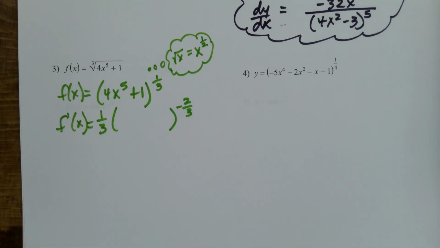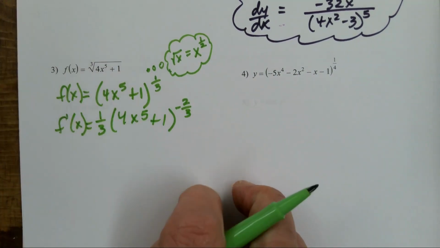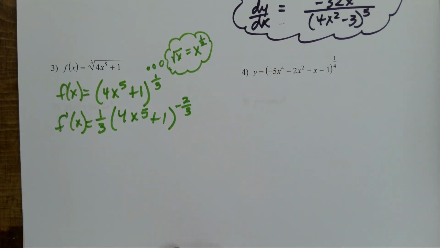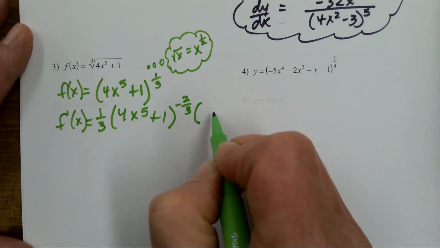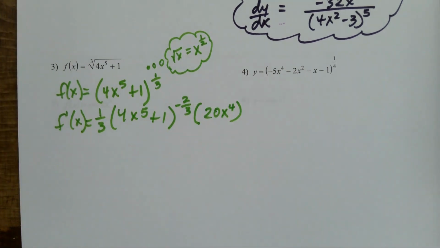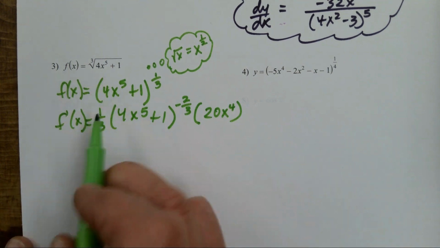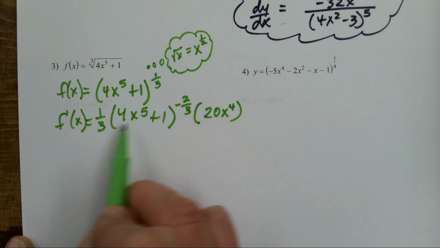But again, it's not on x this time. It's on this polynomial. So I have to address that polynomial as well in terms of derivatives. And I'll multiply it by the derivative of that. Again, most of the time I would leave this like this.